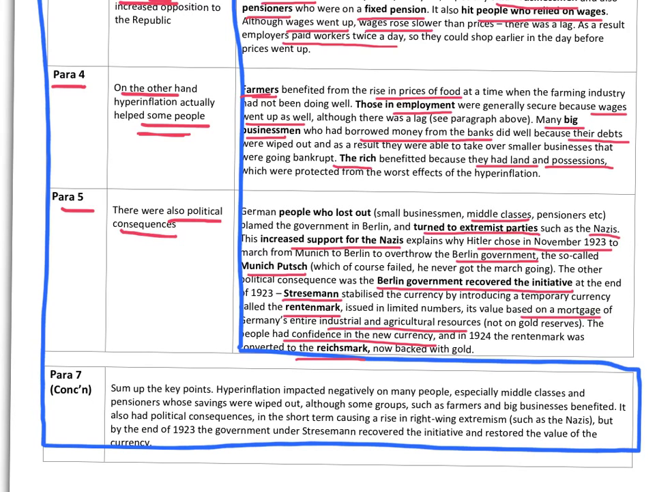So in your conclusion, sum up those key points. So you can read the conclusion there. It impacted negatively on many people. Some groups did, though, benefit, so you get the balance. Talk about the short-term rise in right-wing extremism. That was a political consequence, but by the end of 1923 the government had recovered the initiative.